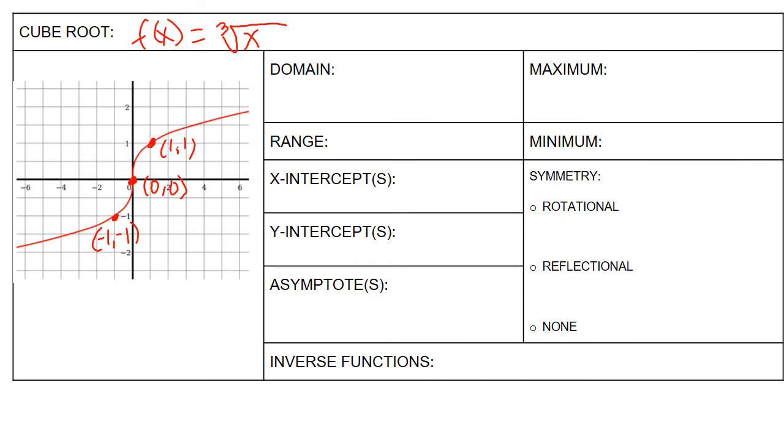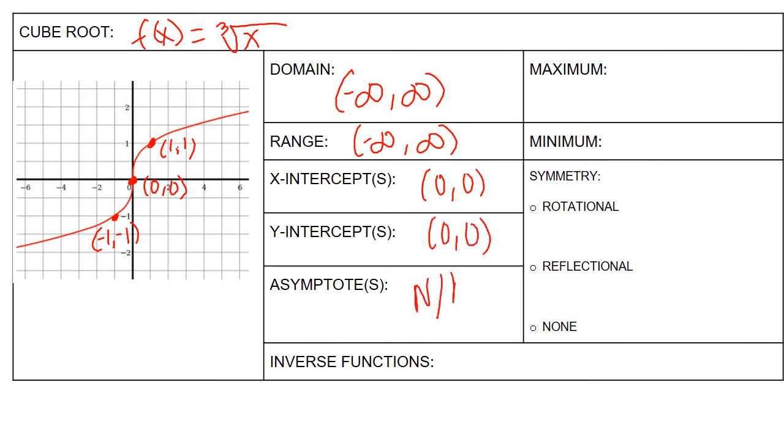Okay? The domain and the range, the function goes on forever. -infinity, +infinity. Range, -infinity, +infinity. X-intercept, I go through the origin, so therefore my x and y-intercept are 0, 0. I have absolutely nothing preventing me from being great. My asymptotes do not exist. I have no maximum. I have no minimum. And what type of symmetry? Rotational. And my inverse function is called the cubic function.